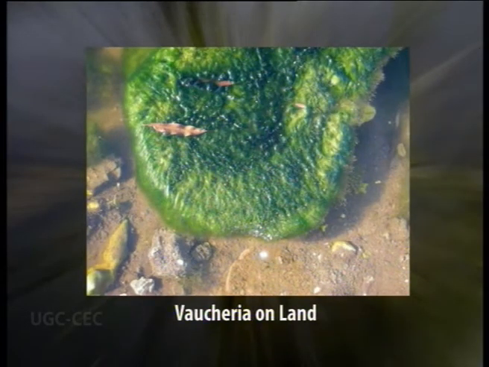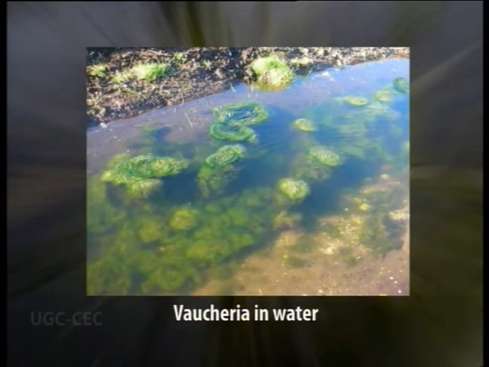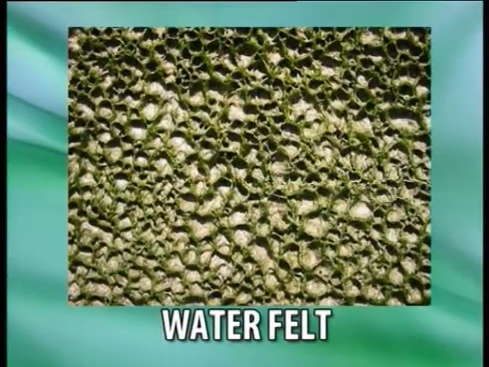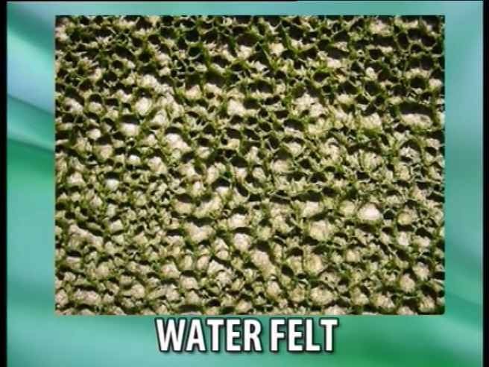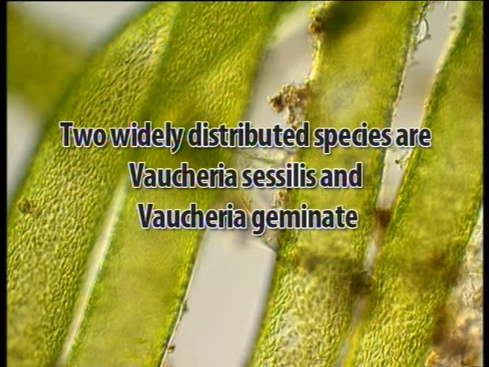The majority of these are found in terrestrial and freshwater ecosystems, while a few species are marine, like Vaucheria pyloboloides. The terrestrial species form extensive yellowish or deep green dense covering or mat on wet soil and in flower pots in greenhouses, commonly known as water felt. Two widely distributed species are Vaucheria sessilis and Vaucheria geminata.